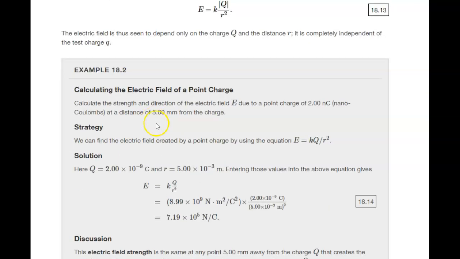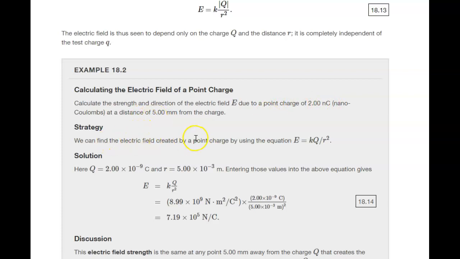So I just wanted to go over two problems that they have in the book before I give you a worksheet. And the worksheet should be fairly simple. So we want to calculate the strength and direction of the electric field, so that's the E, due to a point charge that's 2 nanocoulombs at a distance of 5 millimeters from the charge. What I suggest you do is start underlining your numbers and then try to identify your knowns. This is a charge because it's coulombs, so that's a Q. And then this is the distance, so that's an R.